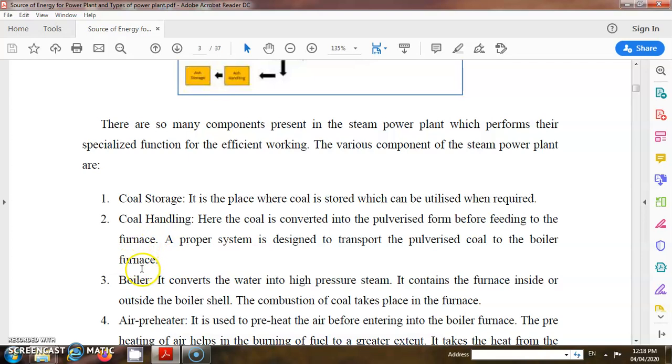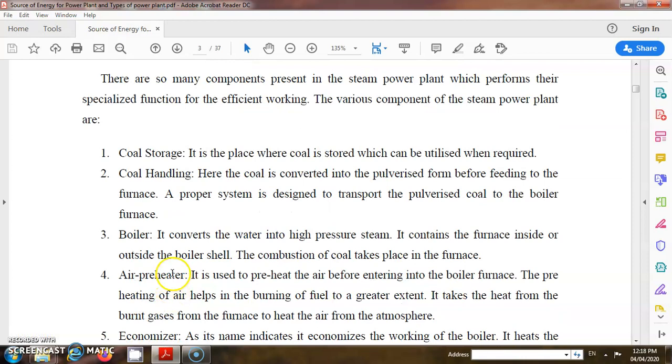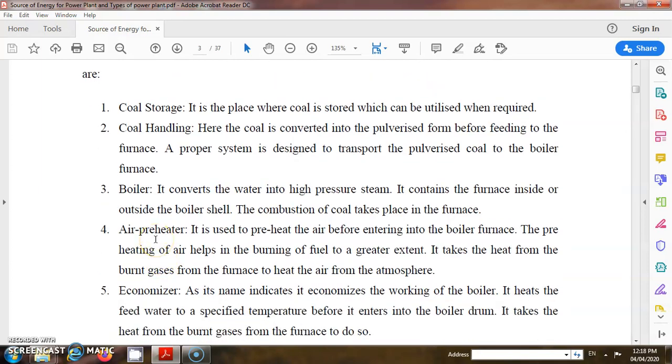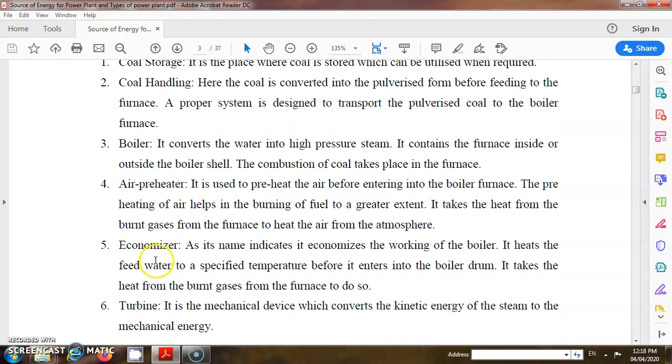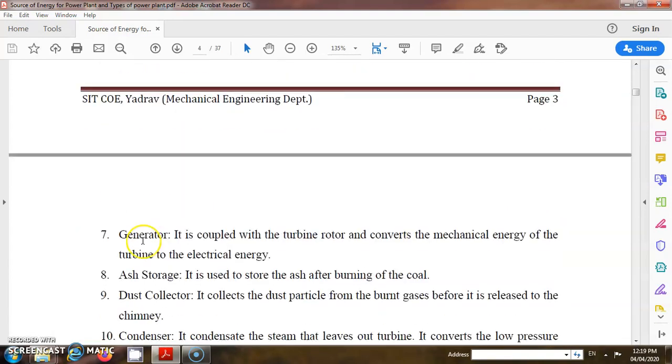The second component we already discussed, that is the boiler. Then there is the air preheater. The air preheater improves the performance and the combustion process; that's why it is required. It acts as an auxiliary device. It is considered an accessory in the steam power plant, or a part of the boiler. The economizer is used to feed hot water to the boiler. The next components are the turbine and the generator.